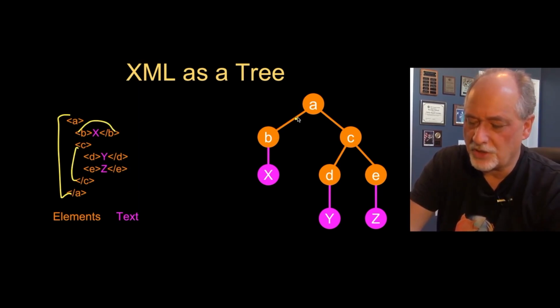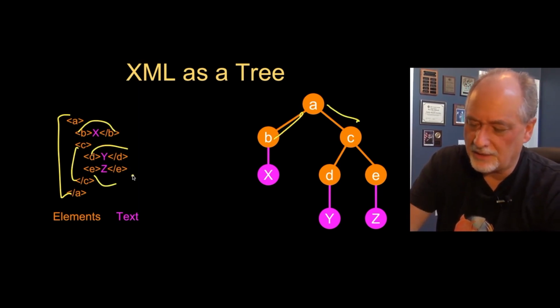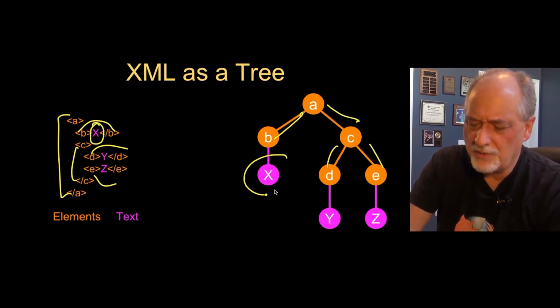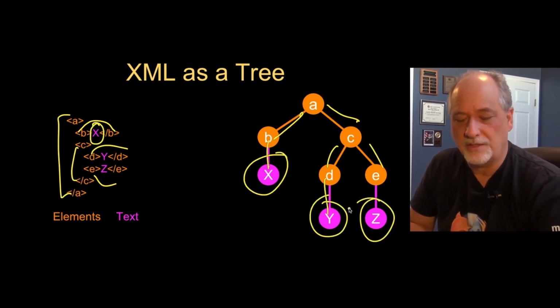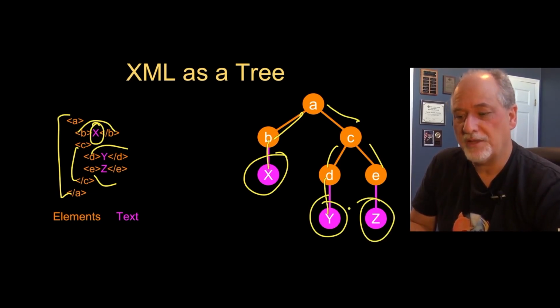So the B tag is a child of A, and then C has a D and an E tag that are children there, and then the textual data we model as a child of each of those tags, and you'll see in a bit why it's best to do that. So that is the way to think about this as a tree, to represent that XML as a tree.